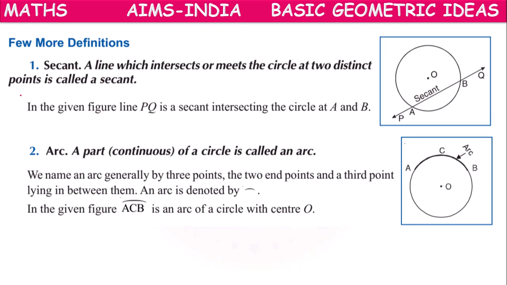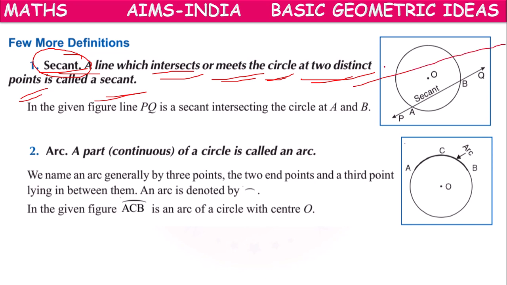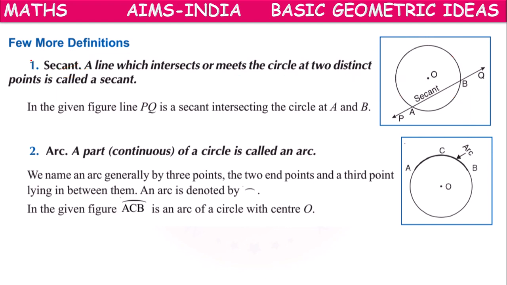Next we have a definition called secant. A line which intersects or meets the circle at two distinct points is called a secant. Any line which is drawn through the circle and intersects the circle at two points is called a secant of the circle.